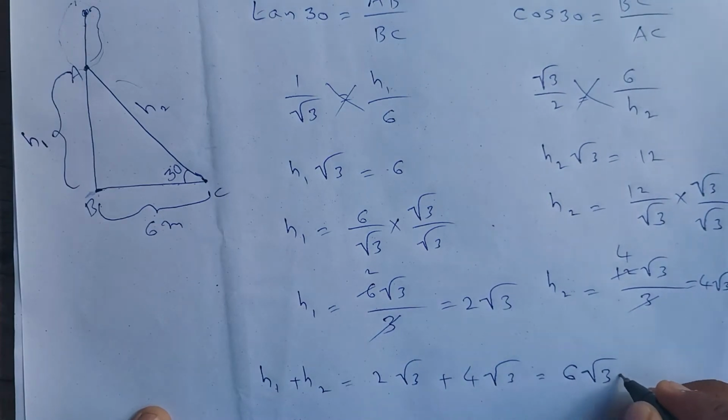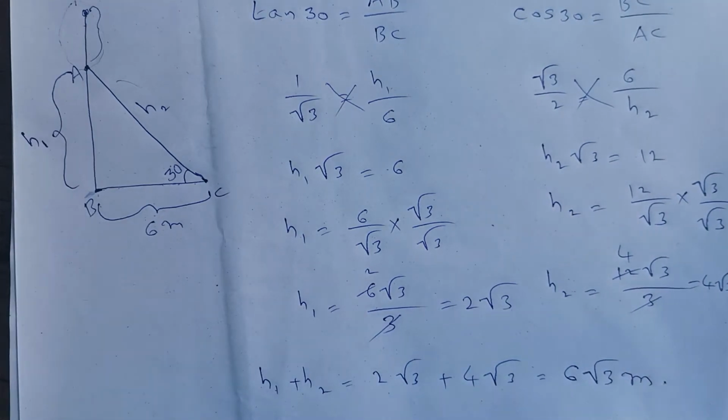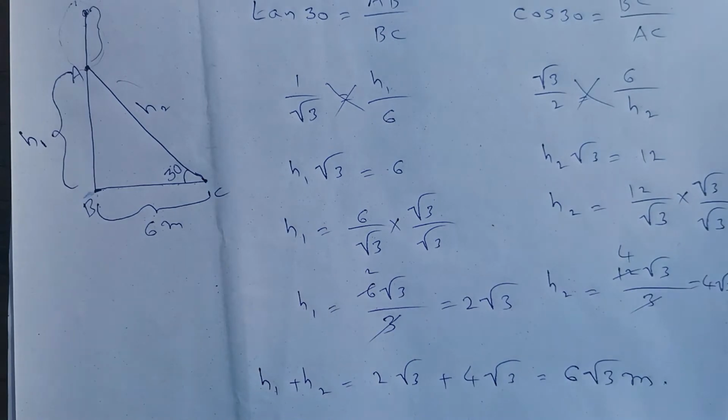And all the measurements are in meters. So this is also meters. The height of the tree before it fell down is 6 times root 3 meters. Let's move to the next question.